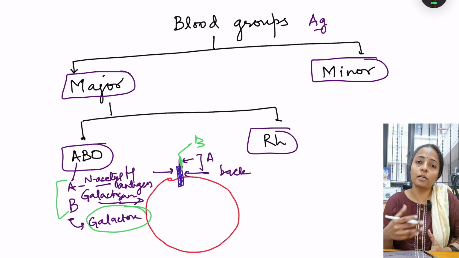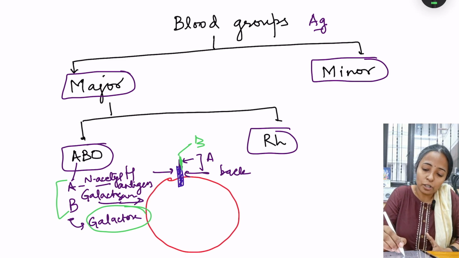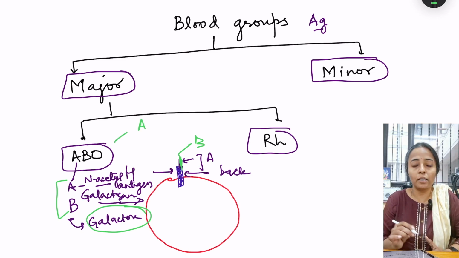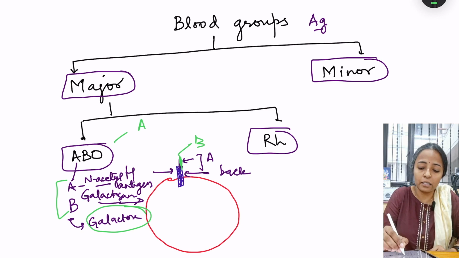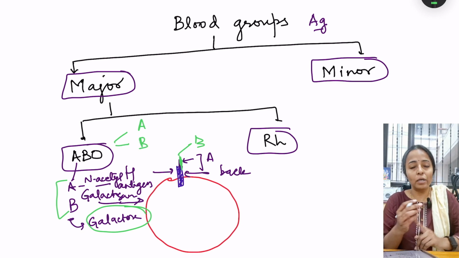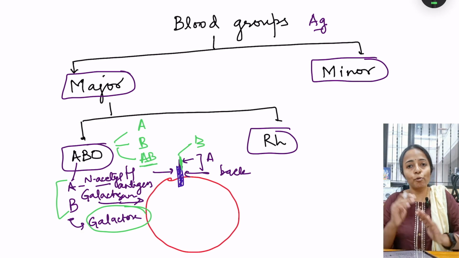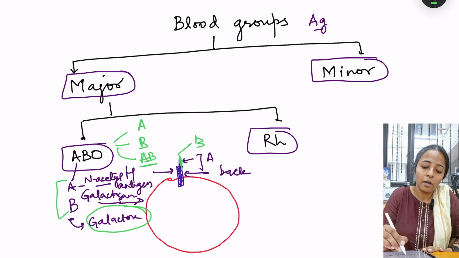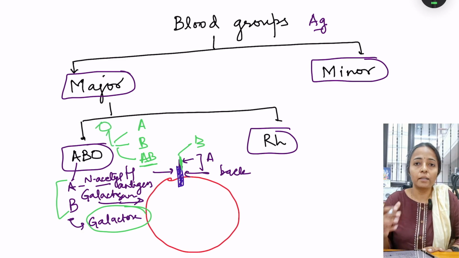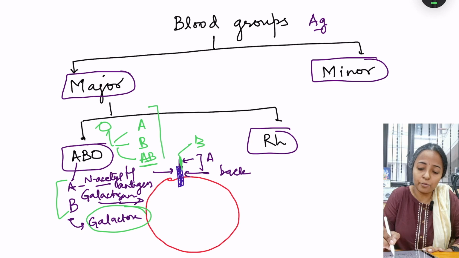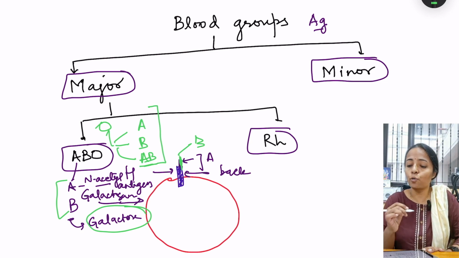So based on this, there is presence of different blood group types in this system, which include A blood group, in which only A antigen is present. B blood group, only B antigen is present. Then there is AB blood group, in which both A antigens and B antigens are present. Or if both are absent, then it is known as O blood group, right? So in major blood group systems, we have ABO and Rh. ABO has 4 types of blood group: A, B, AB and O.